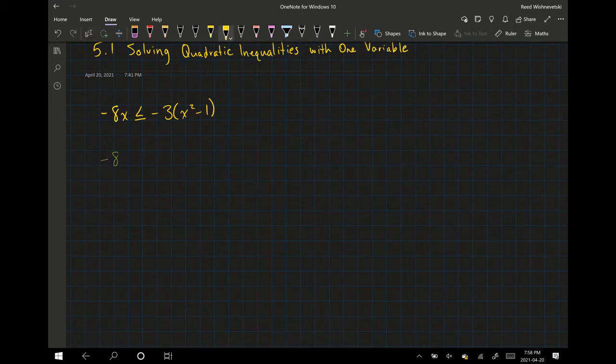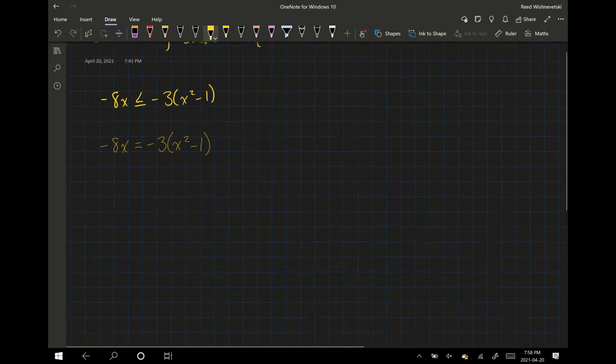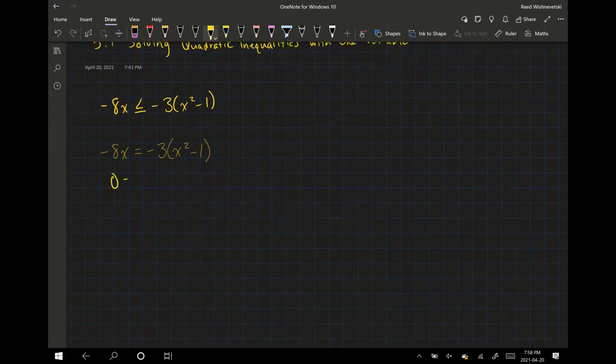So we're going to take negative 8x is equal to negative 3 times x squared minus 1. And now we're just going to move that 8x over, set everything equal to 0. So 0 is equal to, let's go ahead and FOIL this first one out here. Negative 3 times x squared gives us negative 3x squared. Negative 3 times negative 1 gives us plus 3. We'll put it over here. And we move this 8x over to give us plus 8x.